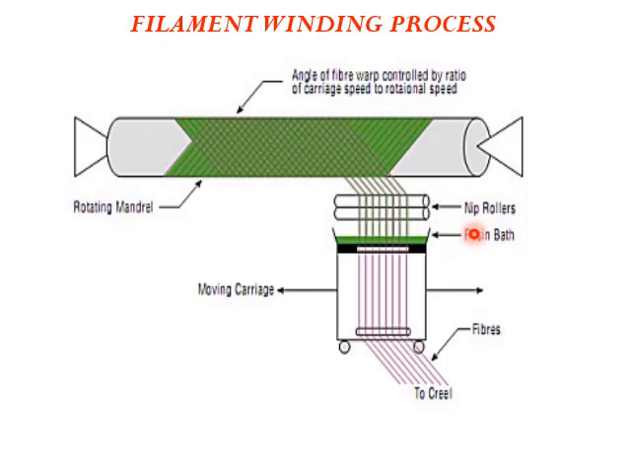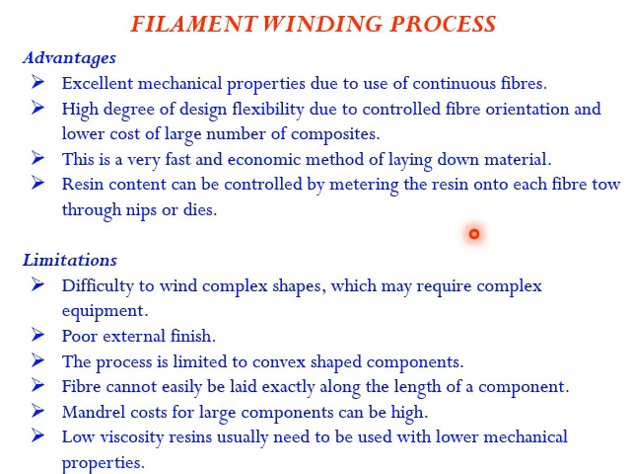Now, what are the advantages? Excellent mechanical property due to continuous fiber, so they are pre-tensioned. High degree of design flexibility due to controlled fiber orientation, and a lower cost for a large number of composites. This is a very fast and economic method of laying down material. The resin content can be controlled by metering the resin onto each fiber tow through a nip or a die.